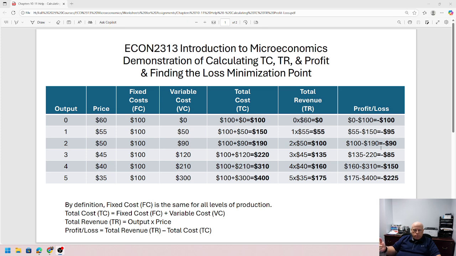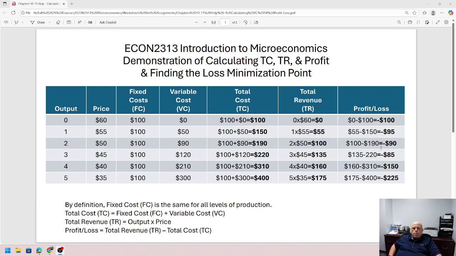Okay, so for that first row of the table, our revenue is 0. Our cost is $100 because that's what our fixed cost is. So our loss at a rate of 0 units is negative $100. So that's basically our profit is minus $100. So that's a loss of $100. And then you do the same thing all the way down. It's just your total revenue minus your total cost. So for that second column, for one rate of output, it would be $55 total revenue minus $150 total cost, which is a loss of $95.